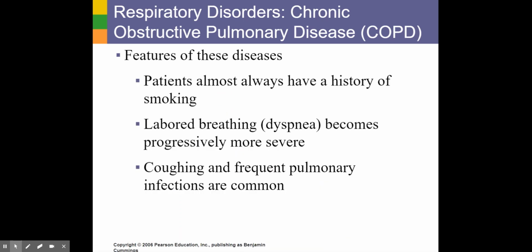Big features of this disease: patients usually have some sort of a history of smoking, which leads to the chronic inflammation and then the breaking down of the alveoli. They have really heavy breathing, which we refer to as dyspnea, and it becomes progressively more severe as the disease progresses. Coughing, they usually have a pretty significant cough, and frequent pulmonary infections. So these people are in for a lot of respiratory infections.